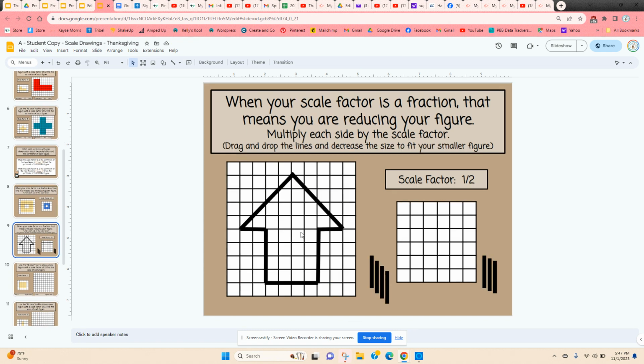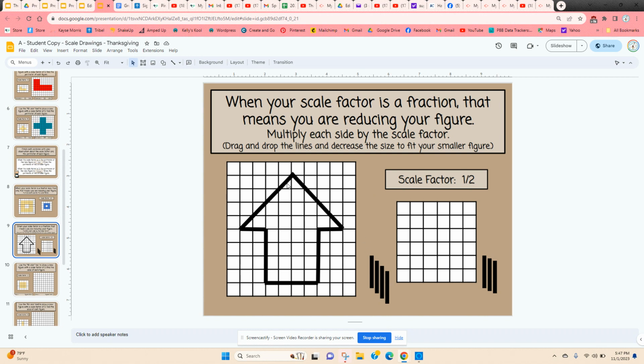Now the next one, we're not going to use the fill color feature. We're going to use these bars. They're movable. And we're going to draw this figure using these 7 pieces with a scale factor of 1/2. That means each of your measurements you're going to divide by 2 or multiply by 1/2.